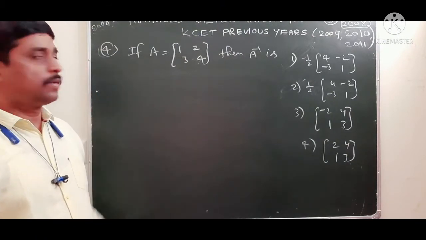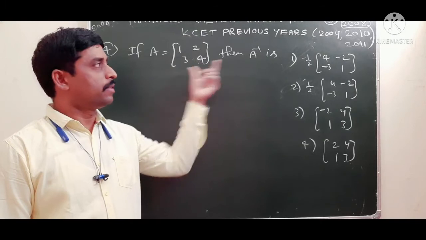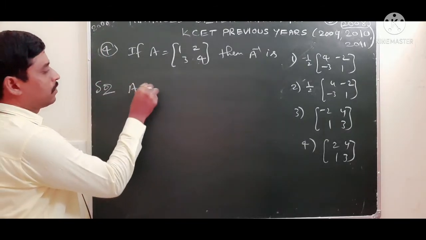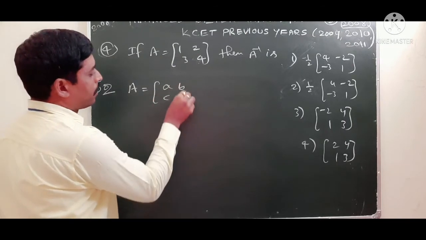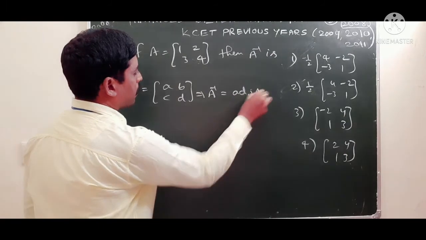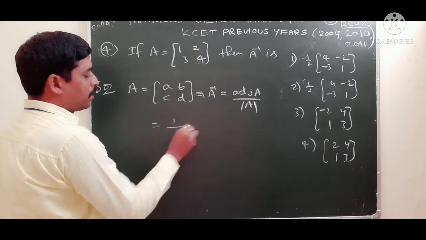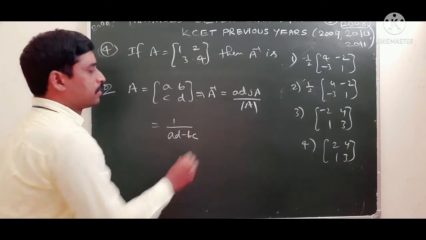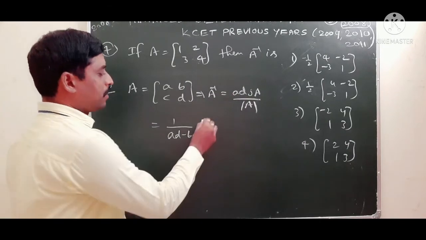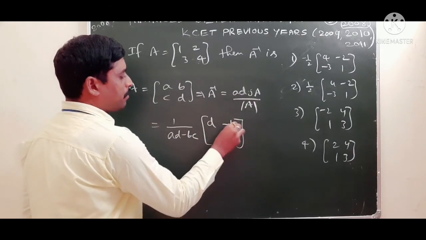This is a question from 2008. A 2 by 2 matrix is given, then find A inverse. We know one formula: if A is equal to [a b; c d], then A inverse is equal to adjoint A by det A, where det A is ad minus bc. So A inverse is 1 by (ad minus bc) into adjoint of A. Adjoint of A is [d minus b; minus c a].